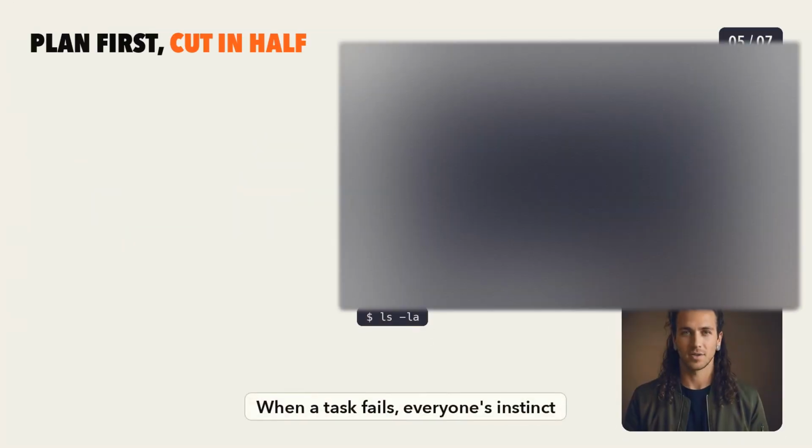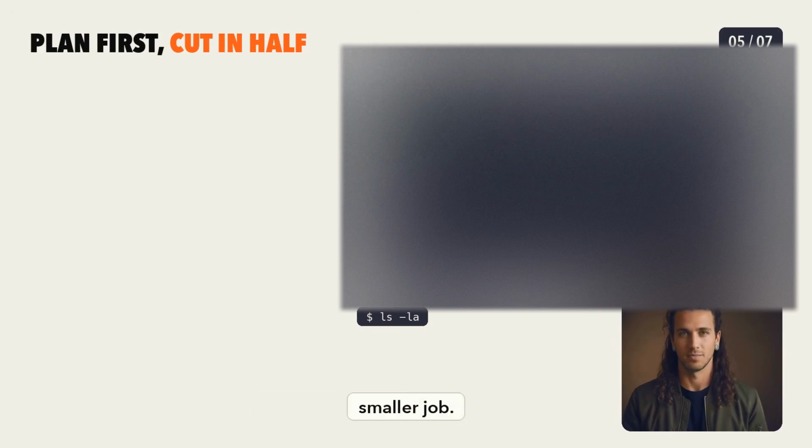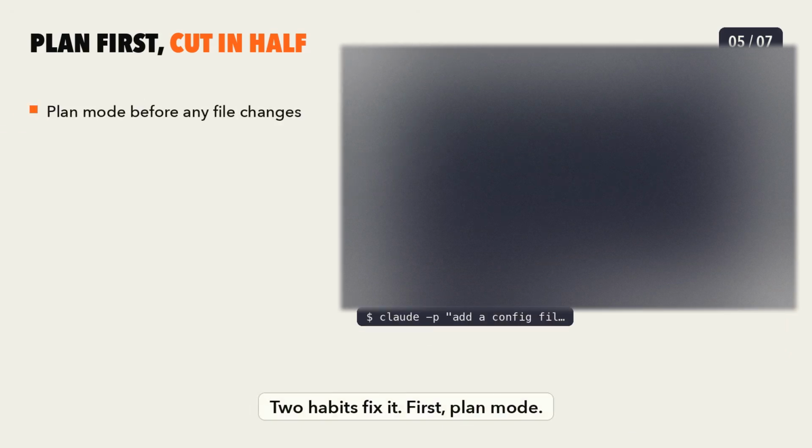When a task fails, everyone's instinct is a bigger model. Almost every time, the real problem is a bigger job than one session should hold. It needs a smaller job. Two habits fix it. First, plan mode.